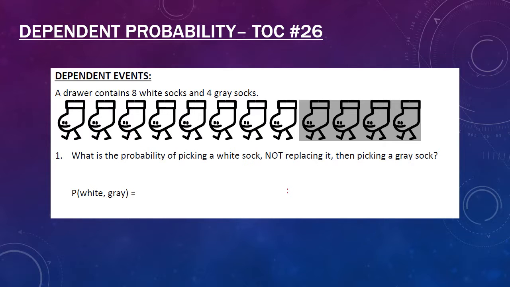So look at this first example. We have a drawer containing 8 white socks and 4 gray socks. Why we use socks all the time, I don't know. But if I have 8 white socks and 4 gray socks, I have 12 total socks. So I ask myself, what is the probability of picking a white sock, not replacing it, and then picking a gray sock? Well, white socks is going to be 8 over 12.